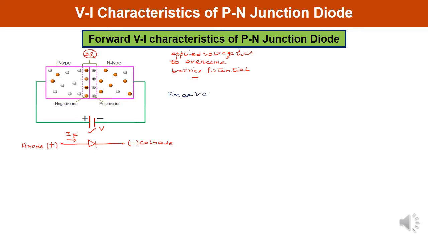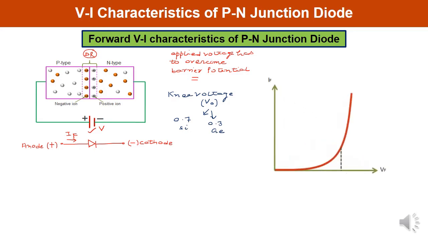Knee voltage is denoted by V0. And the value of this knee voltage is 0.7 for a silicon diode, and 0.3 for a germanium diode. Let us see how to draw it.